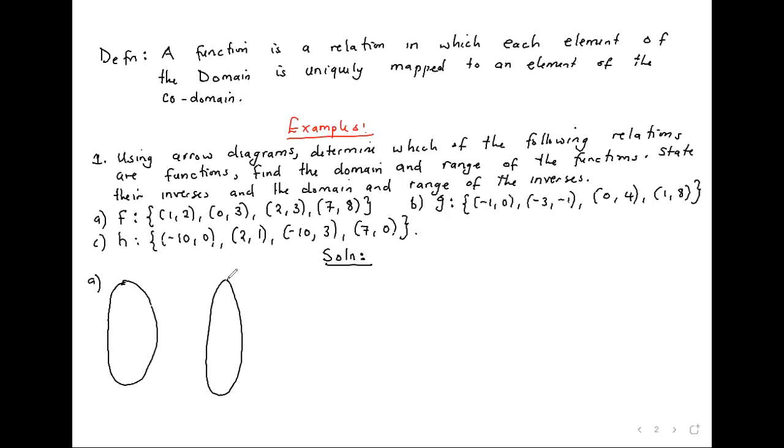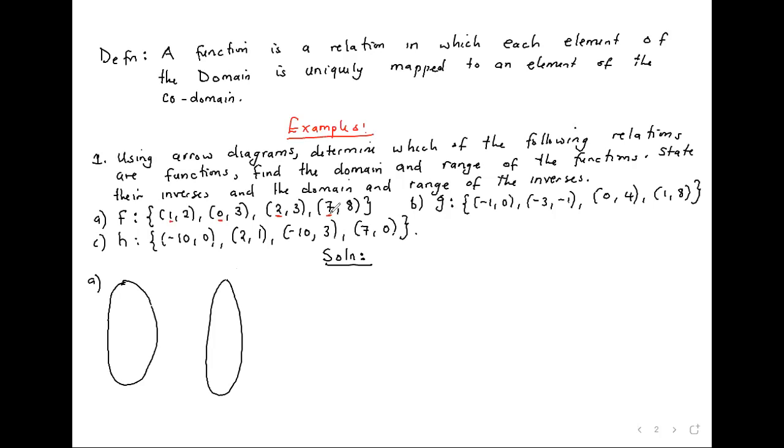So using arrow diagrams, determine which of the following relations are functions. Find the domain and range of the functions, state their inverses, and the domain and range of the inverse. So let's start with A. So A, the x coordinates. The x coordinates are the numbers that we take in the domain, without repeating any.